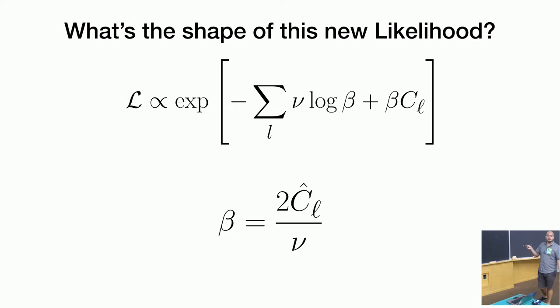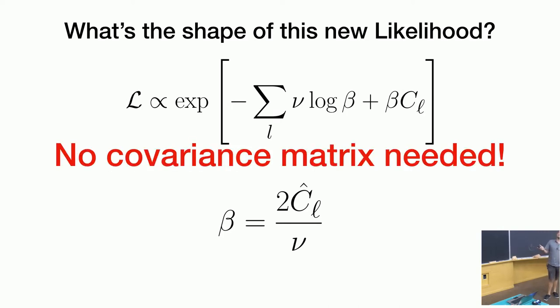Do you notice something strange? I can give a candy to the one who understands. There's no covariance matrix. Exactly. I will owe you a candy. There's no covariance matrix needed. So, in principle, we remove one of the bottlenecks, and we can do a likelihood maximization analysis without evaluating the covariance matrix.